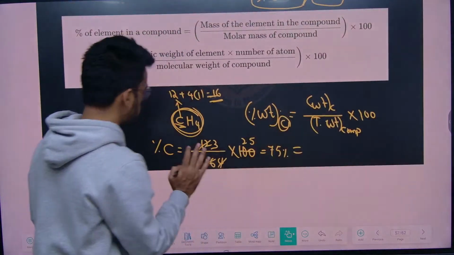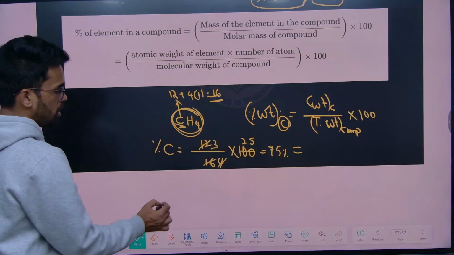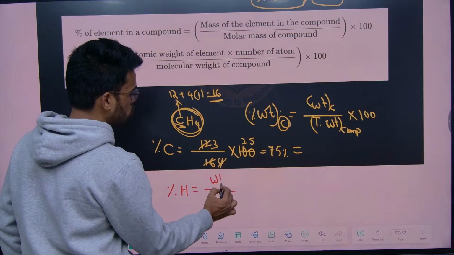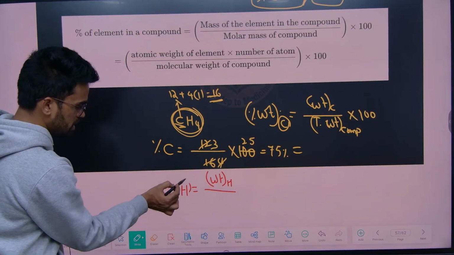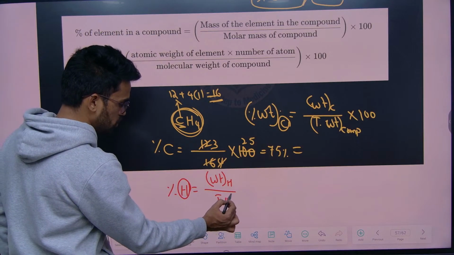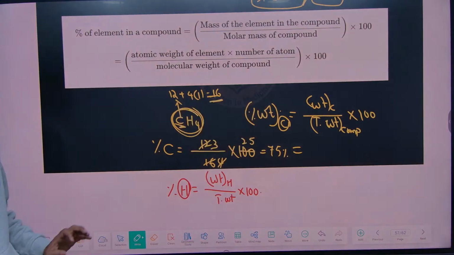Now the question can also be asked for calculating the percentage of hydrogen. So what you can do here, what is the weight of hydrogen in the numerator? See, whatever they are asking in the question, take that in the numerator, and total weight in the denominator, multiply with 100. That's it. So this is what you need to do here.